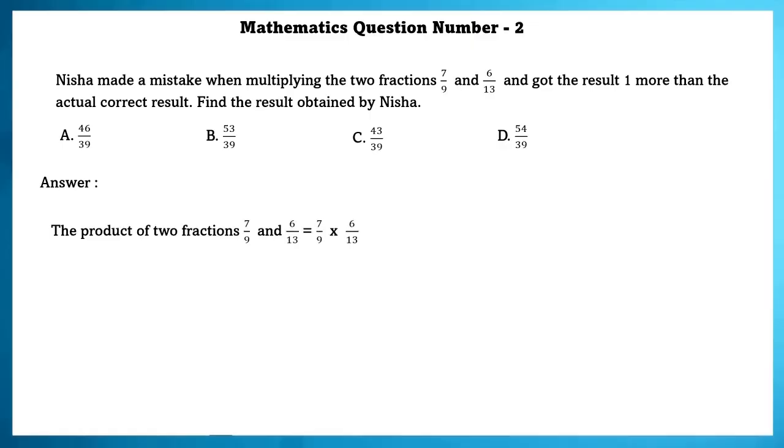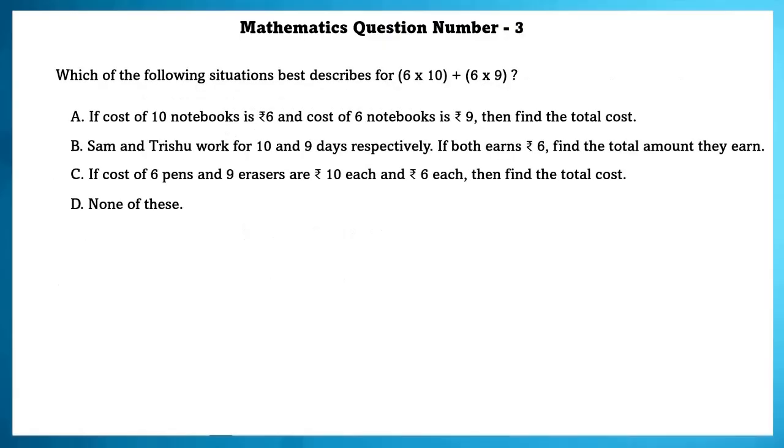First, the product of two fractions, that is 7 by 9 and 6 by 13, is equal to 14 by 39. Since she got the result 1 more than the actual result, we're going to add 1 to 14 by 39, that is 53 by 39.